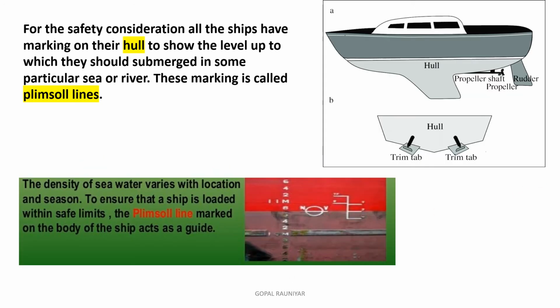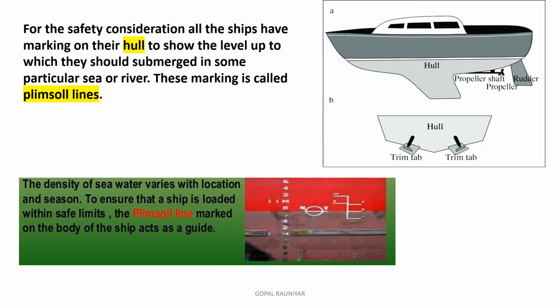So for safety consideration, all ships have markings on their hull. This is the ship and this is the hull, to show the level to which they should submerge in a particular sea or river. It shows at which geographical location, in which seawater, the ship will submerge to how much level, and this marking is called Plimsoll lines. It gives us an idea of how much the ship will be loaded.